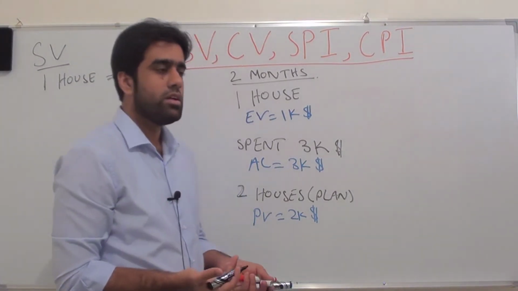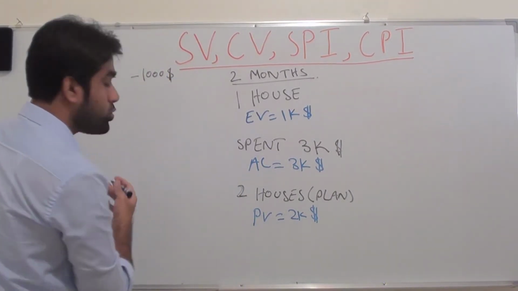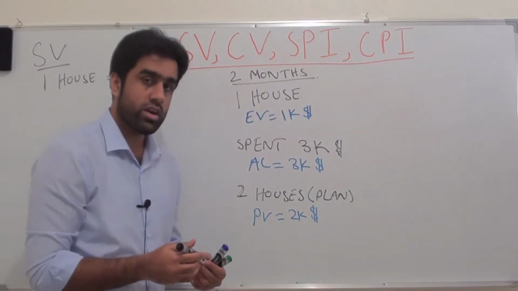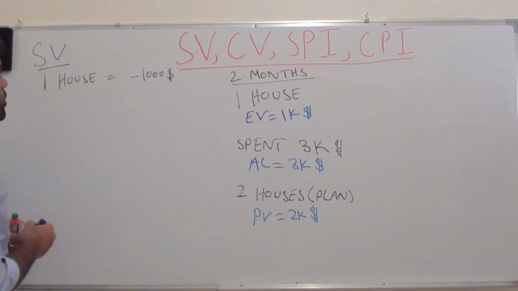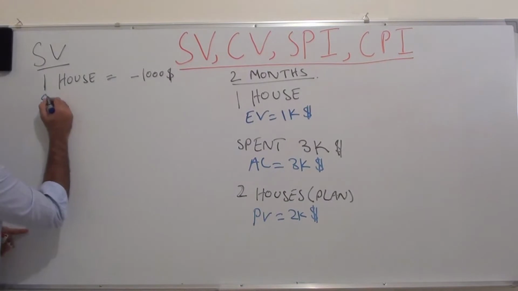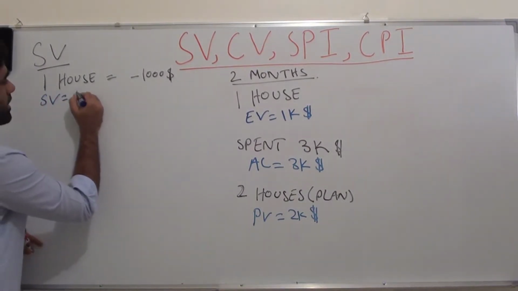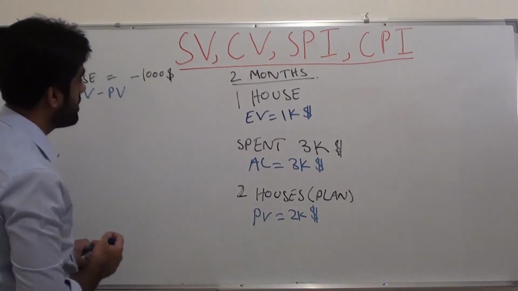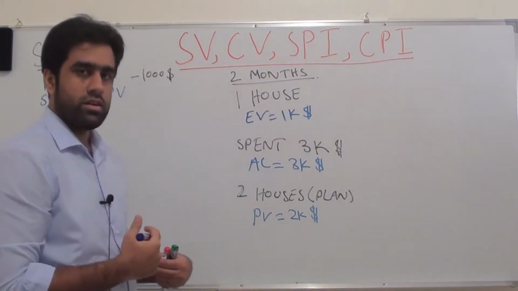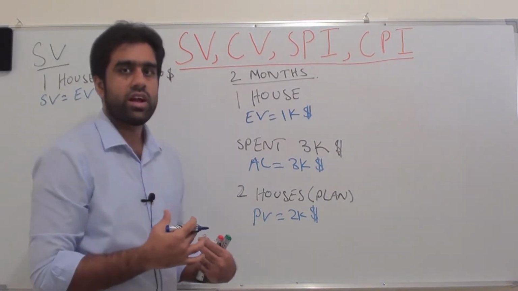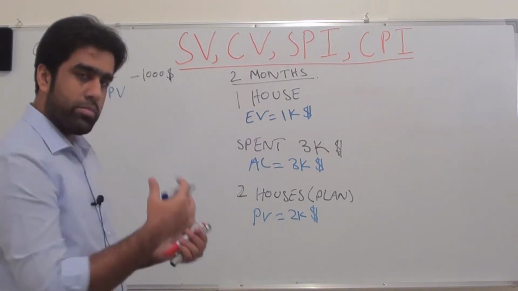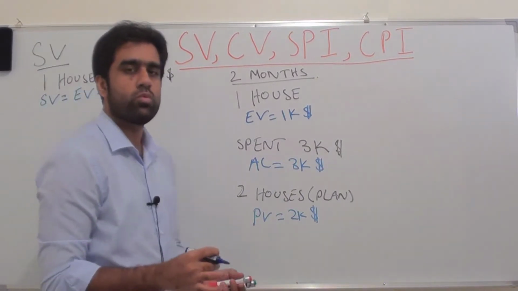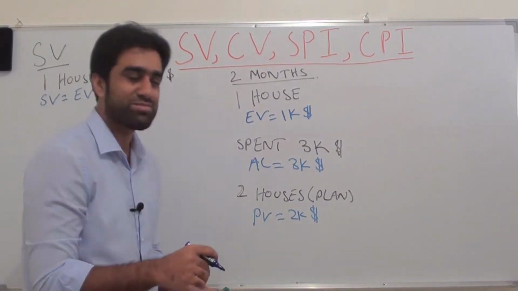It's pretty simple, but we have to use the formula in our exam to calculate schedule variance. So what is the formula? Schedule variance is earned value minus planned value. Just continue with me. At the end of the slide, I will give you a trick to remember these formulas by heart. I guarantee you that at the end of this video you will remember them and never forget them. That's my promise.